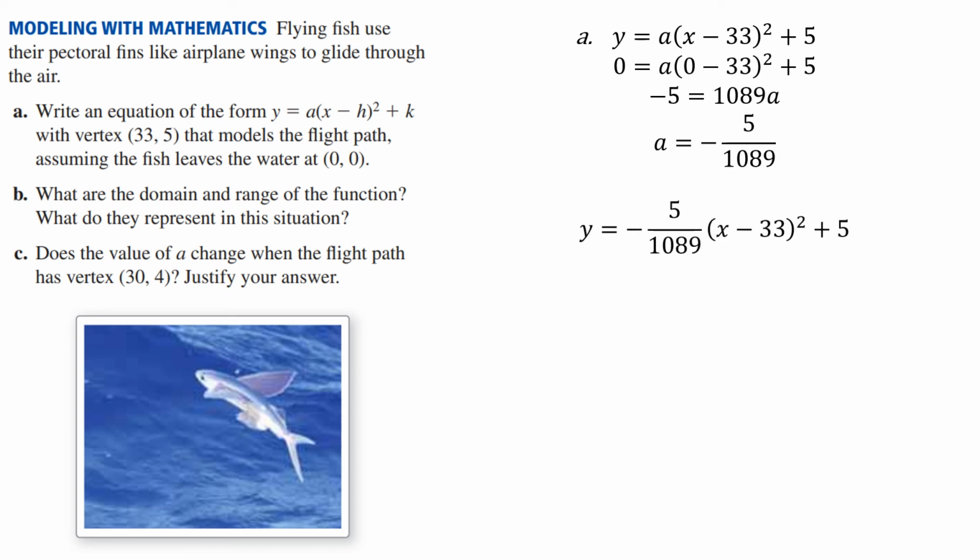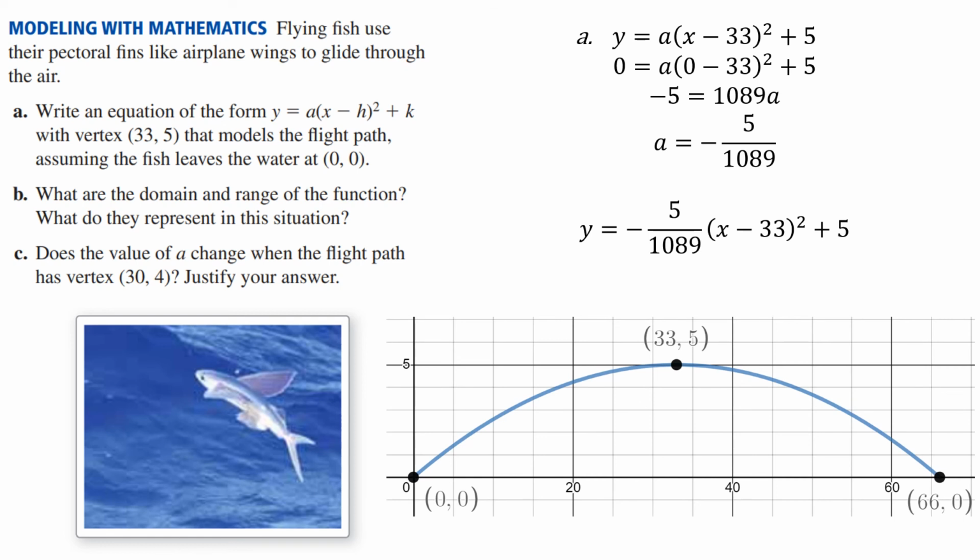So here is our function. And if it's graphed, it looks like this. You can see that the fish leaves the water at (0, 0). It hits a vertex at (33, 5), and it should make sense if there's an axis of symmetry going through the vertex, then 33 feet later at (66, 0), the fish should re-enter the water.